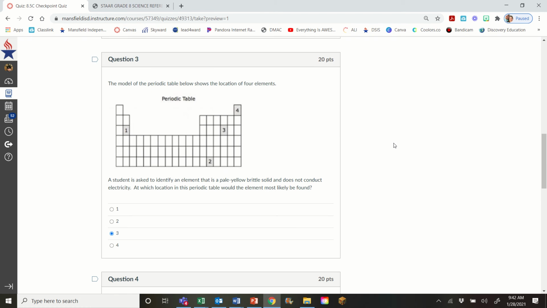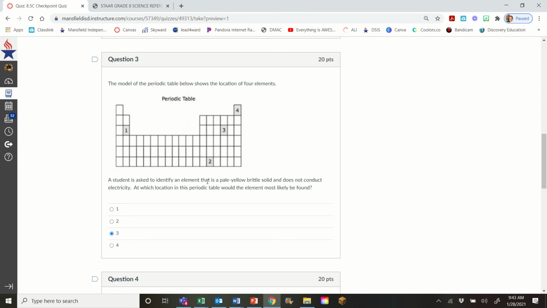All right, question number 3. The model of the periodic table below shows the location of 4 elements. The student is asked to identify an element that is pale yellow, brittle, solid, and does not conduct electricity. I really feel like there should be commas in here. The test writers did not write commas. That's not good. At which location in this periodic table would the element most likely be found? All right, so a couple of things here.